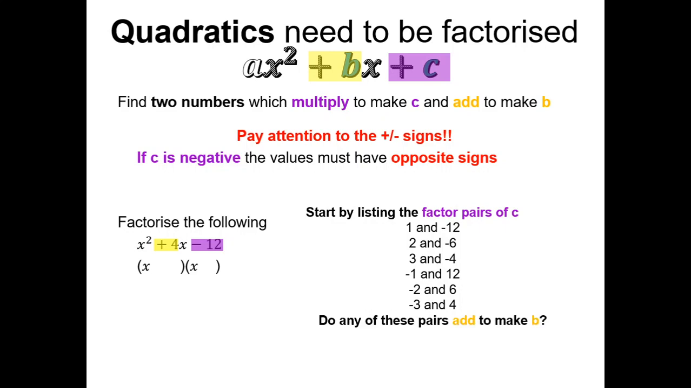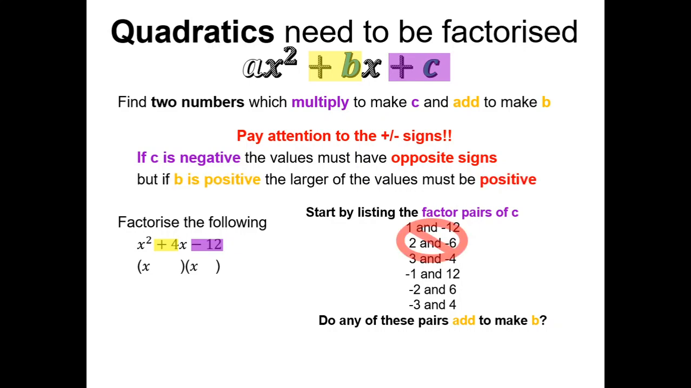But thinking about the pair that adds up to make positive 4, we've been over this before. If you have a positive number and a negative number and they need to add to make a positive, we want the bigger number to be positive, right? So let's forget about these pairs here, because 1 minus 12, that bigger number being negative is going to take me into the negatives. It's not going to give me an answer of positive 4. So I've gotten rid of all of the pairs where the bigger number is negative, and I'm just looking at the pairs where the bigger number is positive.